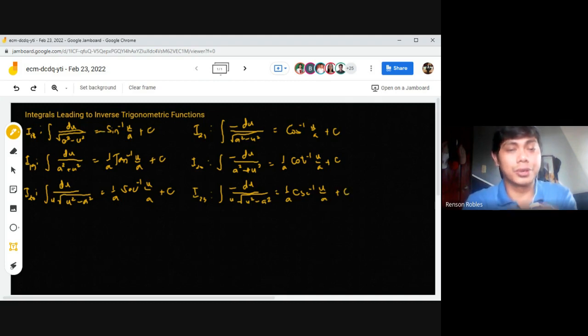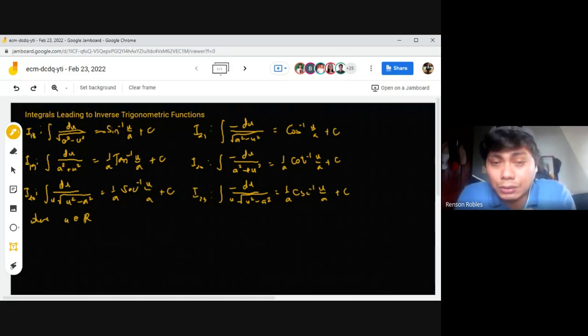You have to take note that a is a real number for this whole set of formulas. So how to use the formula? Again, it's just a pattern. What you need to do when you change the variable from x, from y, from z to u, is just make sure that it will follow any of these forms.